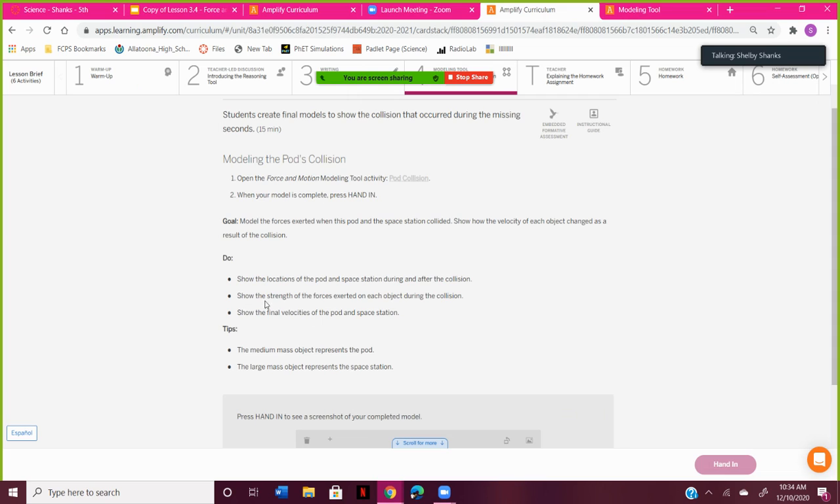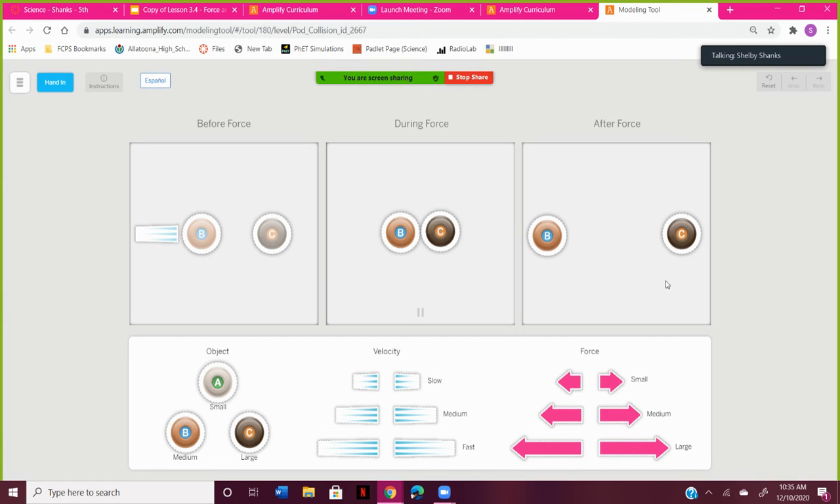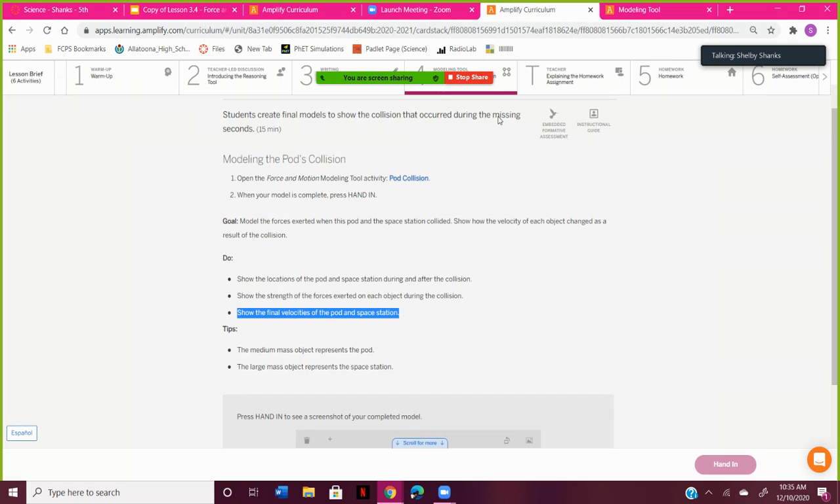All right, I want you to show the strength of the forces exerted on the object during the collision, and that's when I just talked about dragging those pink arrows to that middle part, to the during force. And then it wants you to show the final velocities of the pod and the space station. So that's where you will drag these velocities here in the middle to this after force.